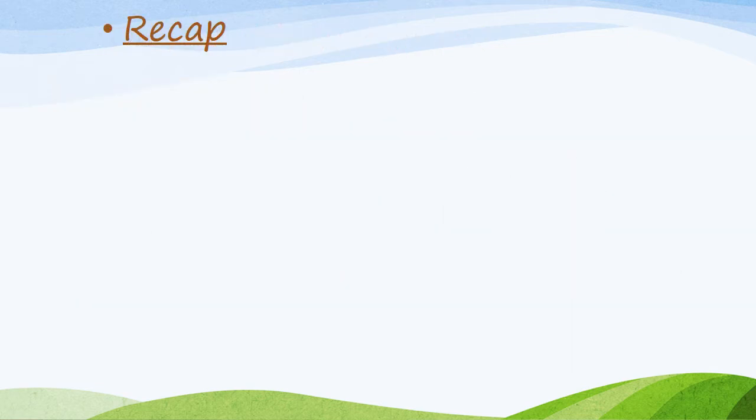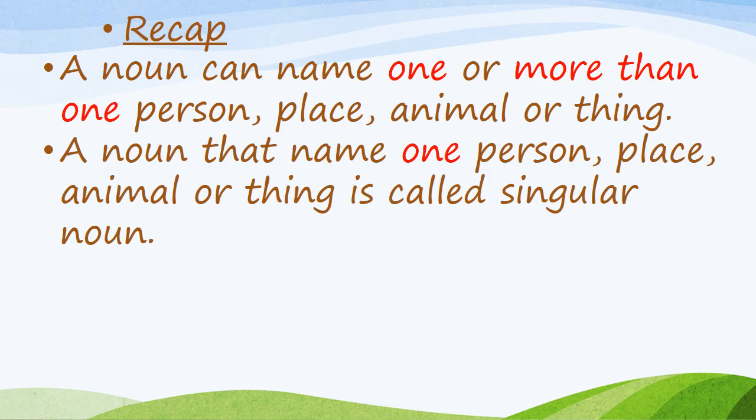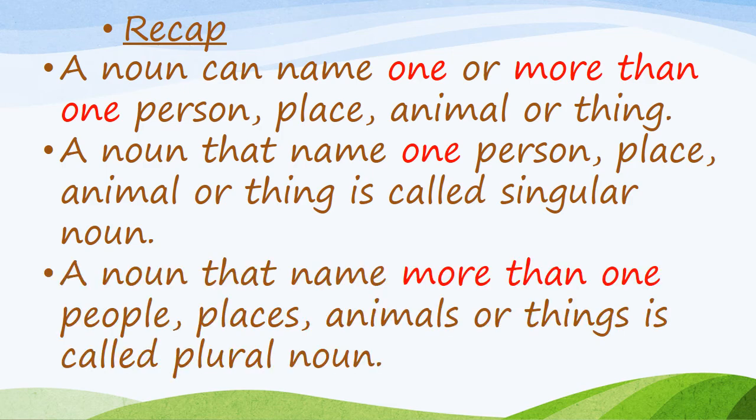We come to the end of the lesson. Let's revise. What did we learn? A noun can name one or more than one person, place, animal or thing. A noun that names one person, place, animal or thing is called a singular noun. A noun that names more than one person, place, animal or thing is called a plural noun.